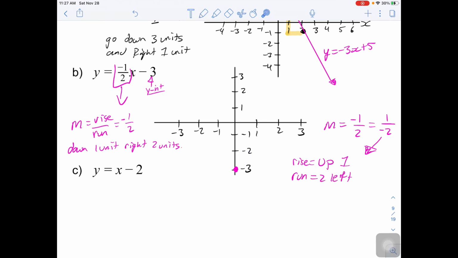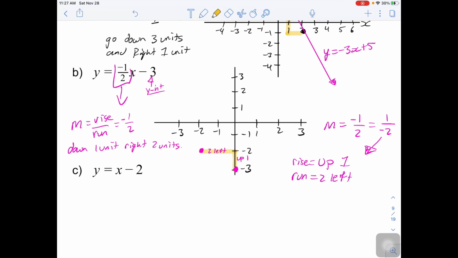So I go up 1. So this will be up 1 here. And then 2 to the left. So 1, 2. So here's 2 left, up 1. Okay, and now I have a point found right here. And I can create one more line.